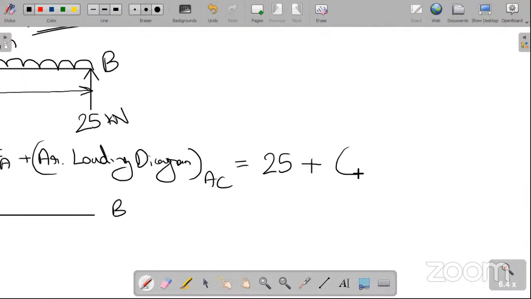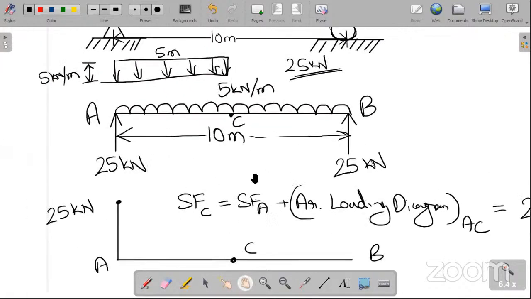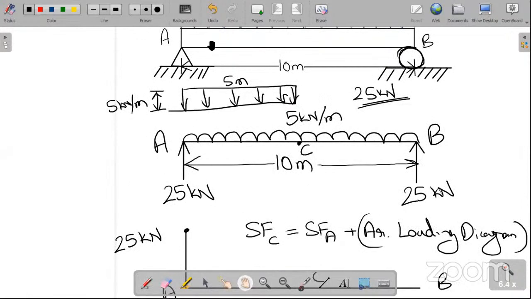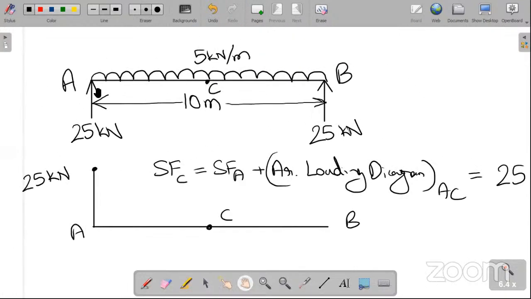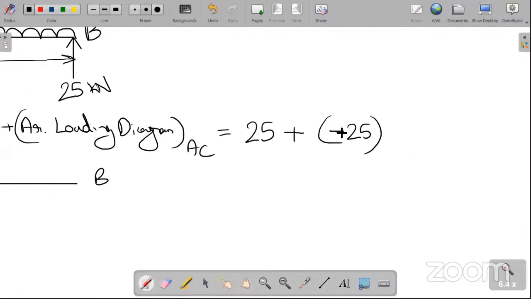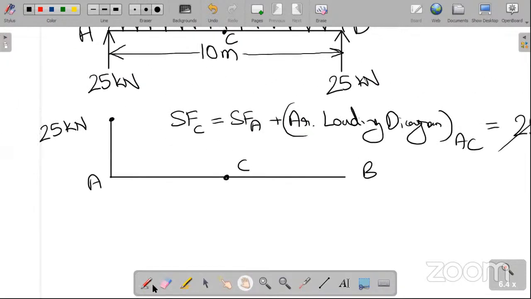But since the direction of the load is downward, so it is negative. And it's a rectangle, so that's why the area is length into breadth. So 5 into 5, 25. Because the length is 5 till C. From A to C, length is 5, loading is 5. So 5 into 5 is 25. But that's downward, so that's why it is negative. So negative, positive are cancelled out. You are left with 0 kilonewton. So that's the shear force at C, 0. So it is 0 only at this point.